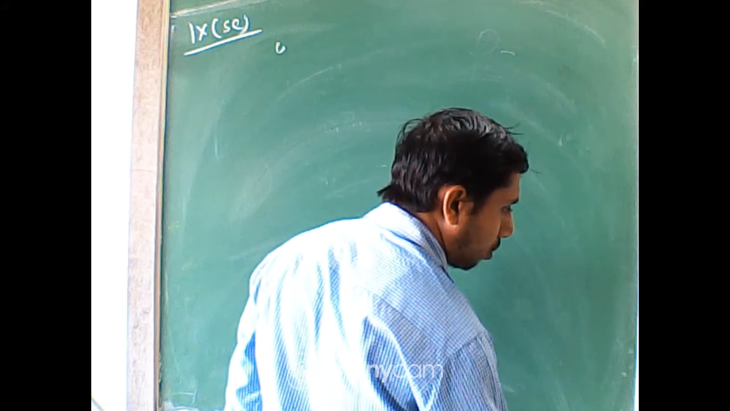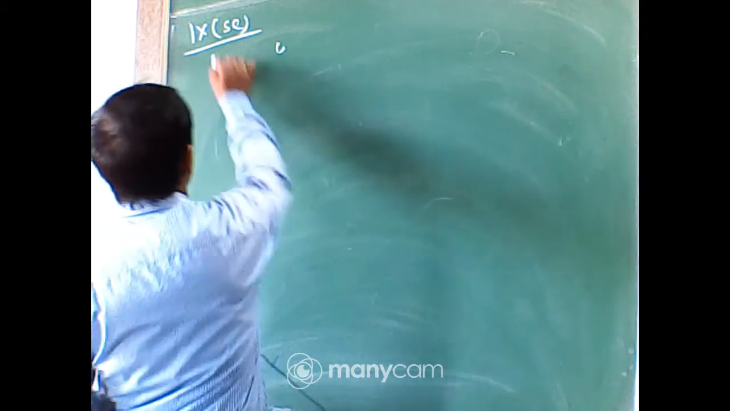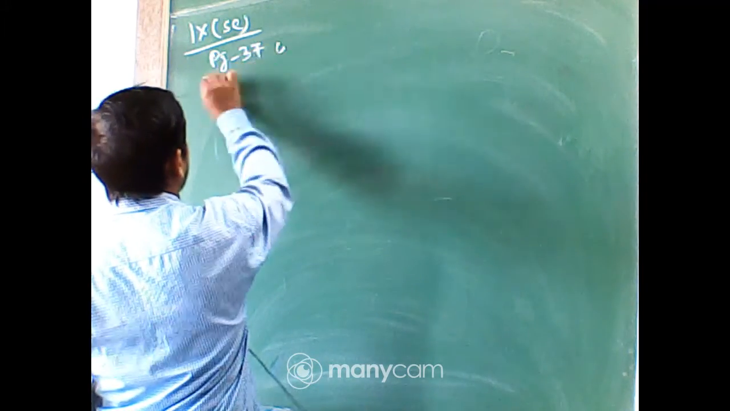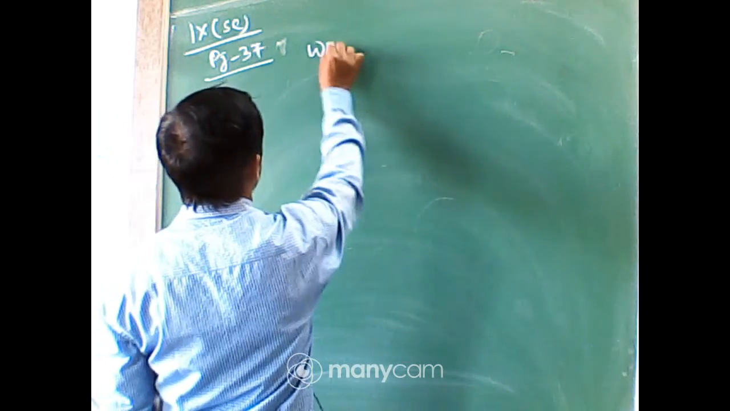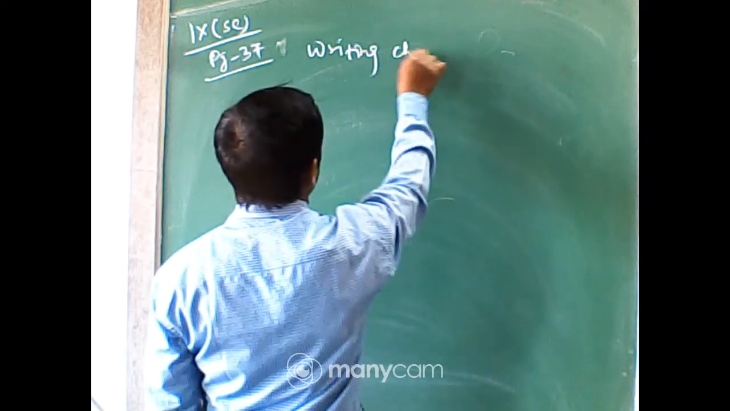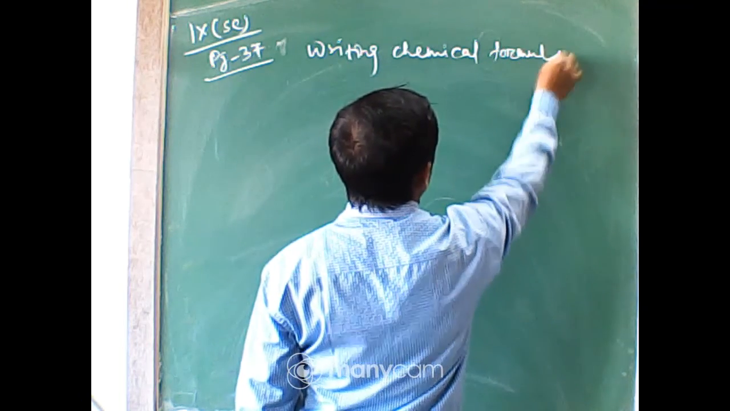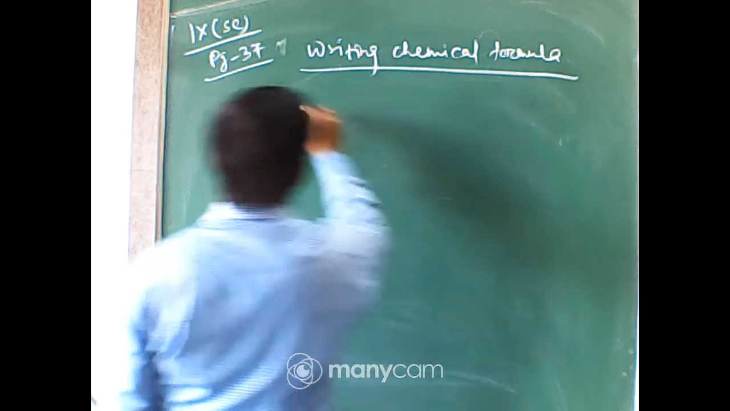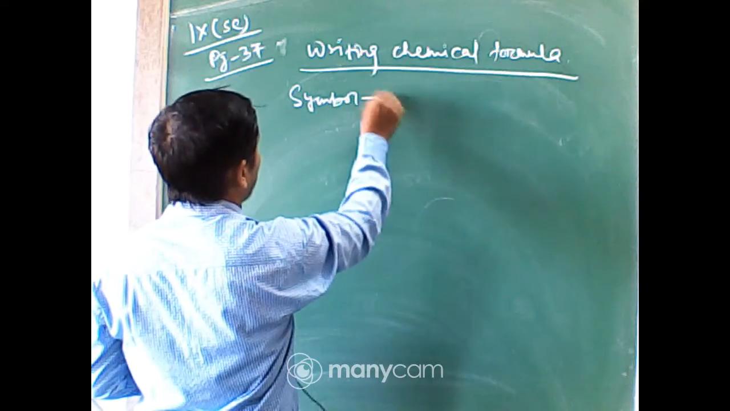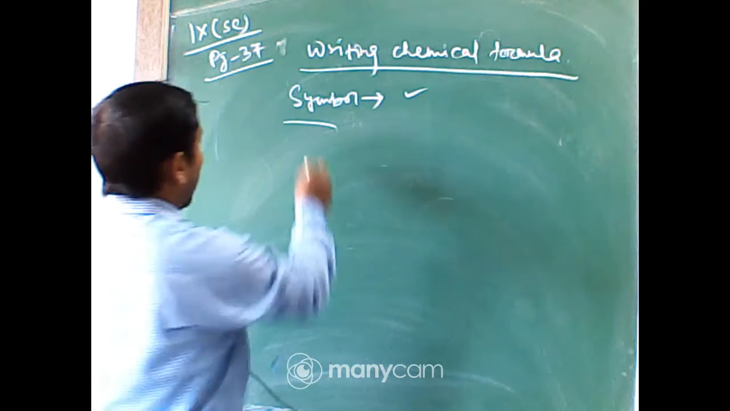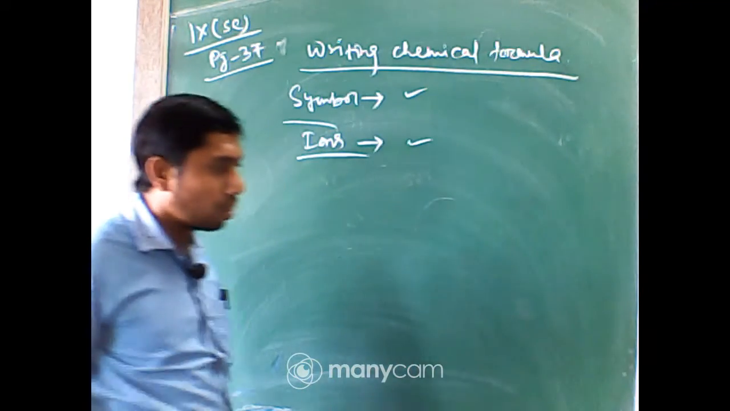It is the 3.4 from your science textbook, from page number 37. Page number 37, and the title of this is Writing Chemical Formulae. Writing chemical formulae. So, we know the symbol. Symbol is known to us, ions. Its definition and examples also are known to us.